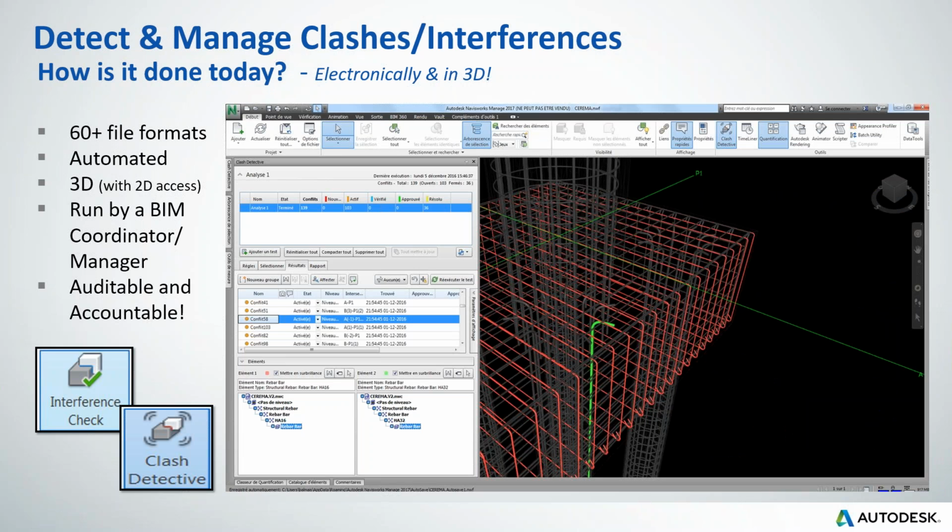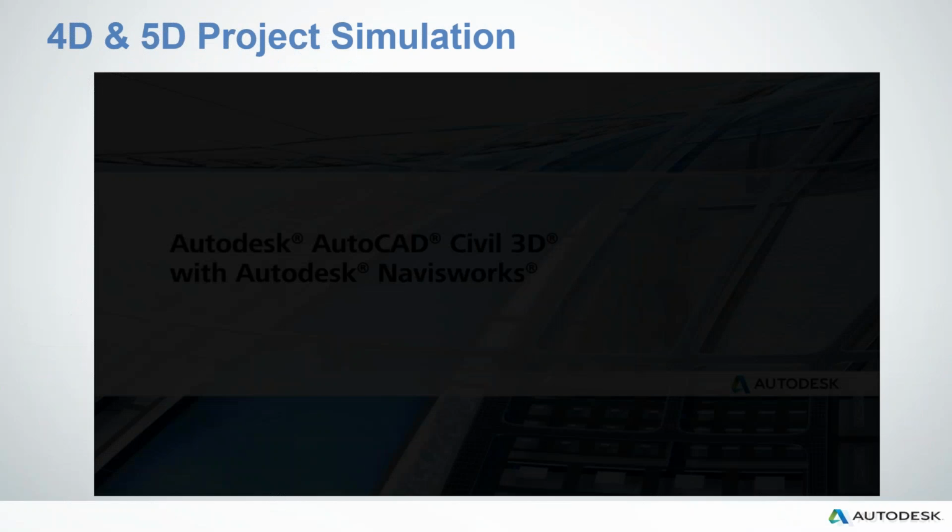One of the major uses is basically to check for clashing between the rebars or the structural reinforcement of the bridge and other components or pipes or utilities throughout that bridge. That's also one of the major uses inside of Navisworks.